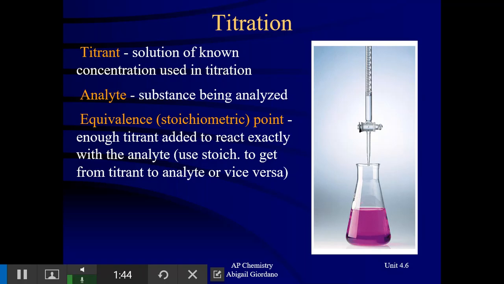So using stoichiometry, if you converted titrant to moles, from moles of titrant to moles of analyte, they would be in a stoichiometric relationship. And what you typically see is some kind of color change when that point has been reached. If you're doing an acid-base titration, for example, you are likely going to be using something called an indicator that changes color.